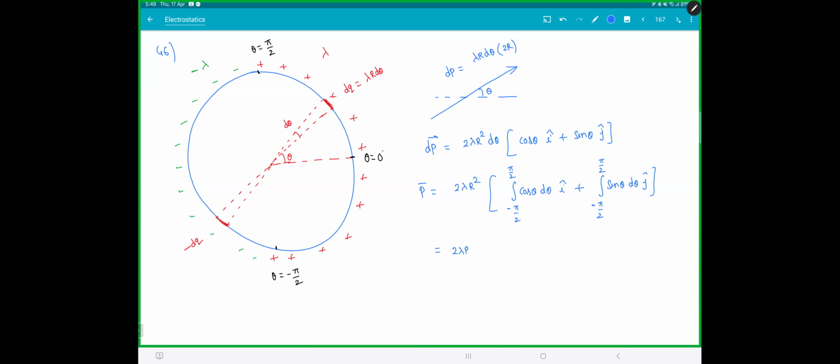So that would be 2 lambda r square. How much is this? One thing you can clearly see here: the vertical components cancel out. The integral of cos theta is sin theta, which gives 2 i cap, and the j part becomes 0. We get 4 lambda r square i cap. This is how you integrate. Is that clear, everyone?